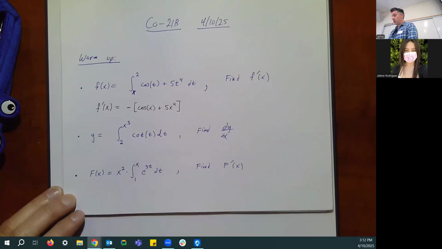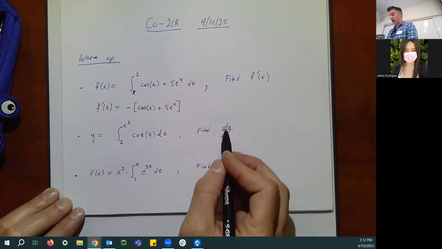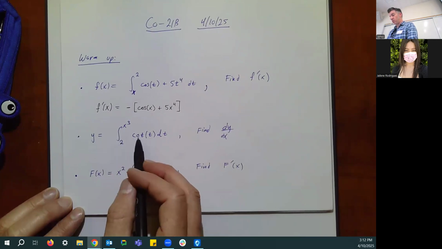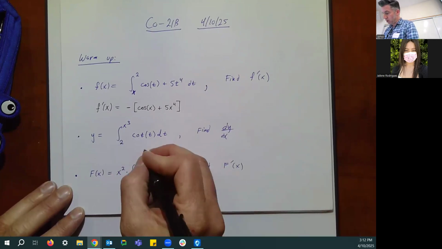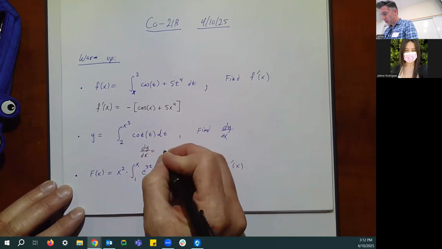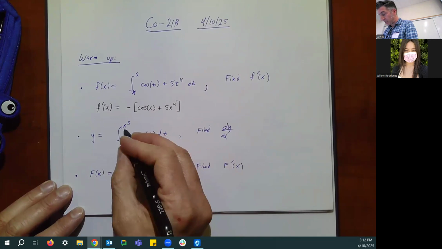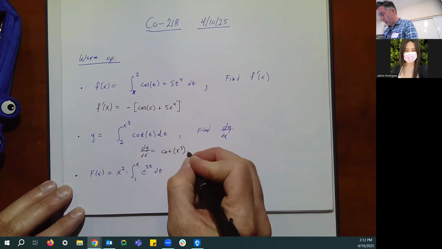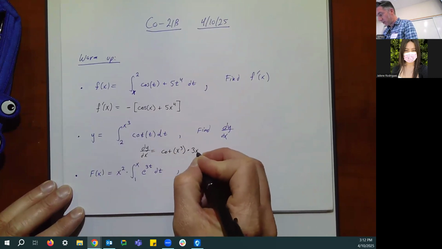Similarly here, we're trying to find the derivative of the integral from 2 to x cubed of cotangent of t. So here, dy dx is going to equal cotangent of x cubed multiplied by the derivative of x cubed.